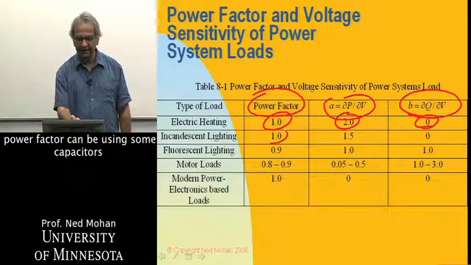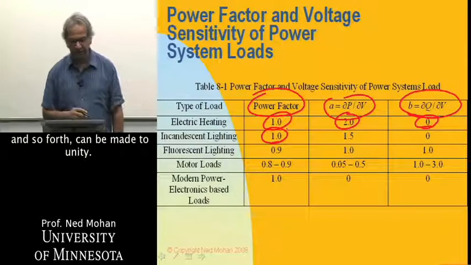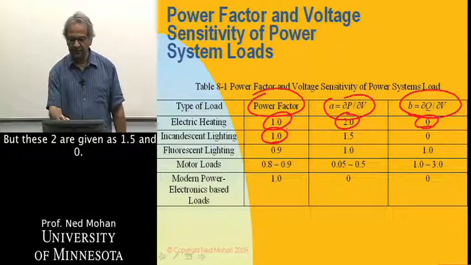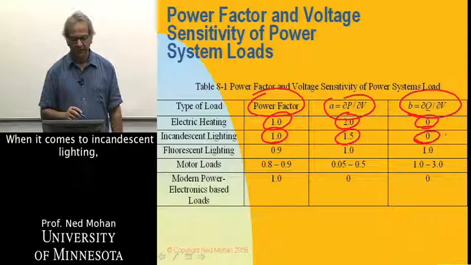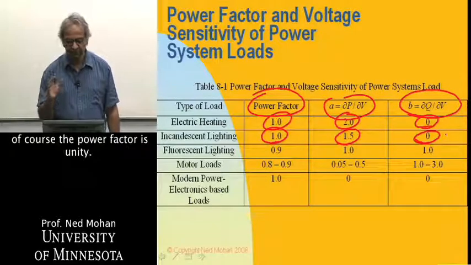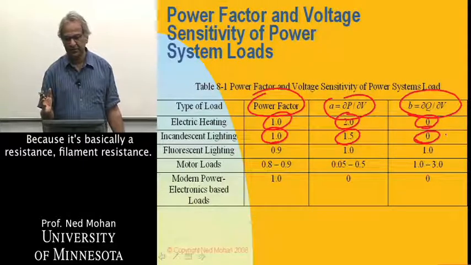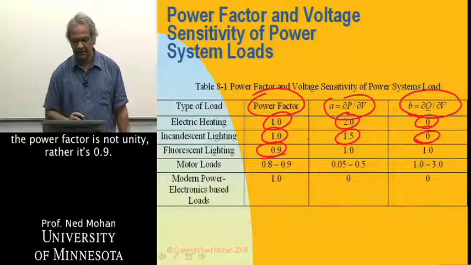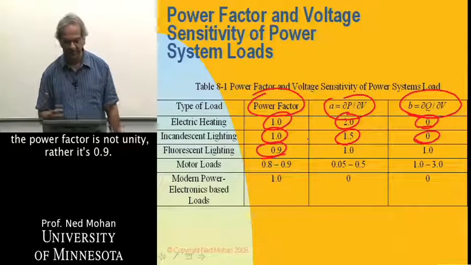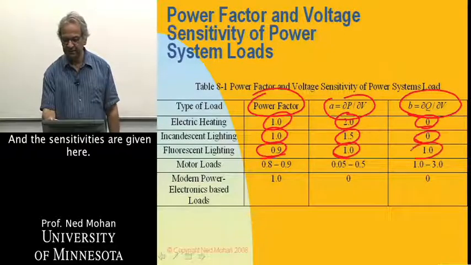Incandescent lighting, power factor can be, using some capacitors and so forth, made to unity. Well, I'm sorry, when it comes to incandescent lighting, of course the power factor is unity, because it's basically a resistance, filament resistance, okay? When it comes to fluorescent lighting, the power factor is not unity, rather it's 0.9, and usually lagging. And then the sensitivities are given here.